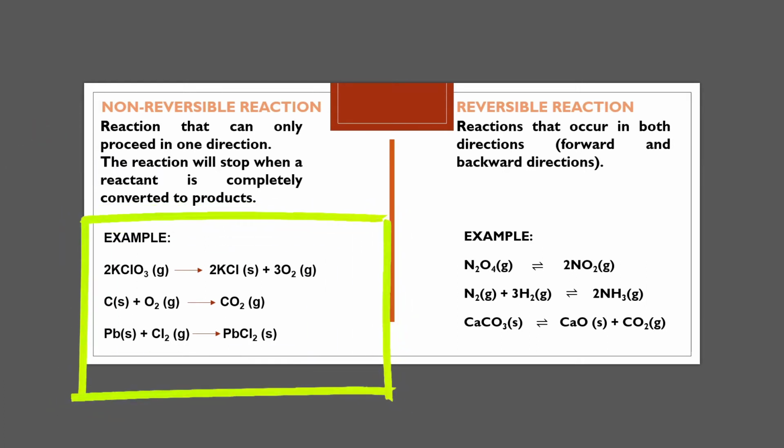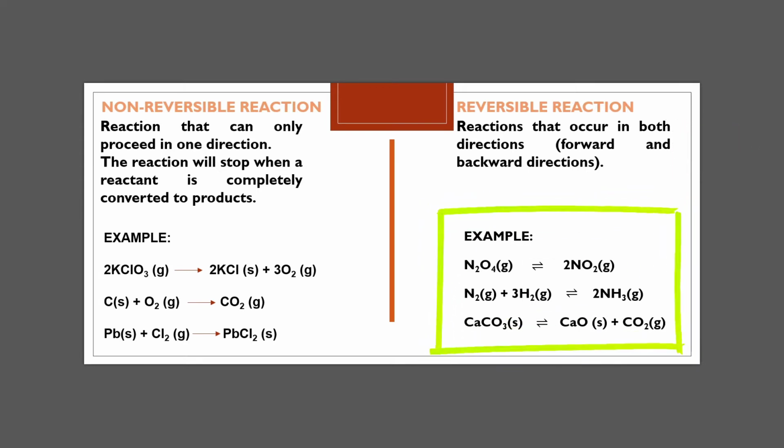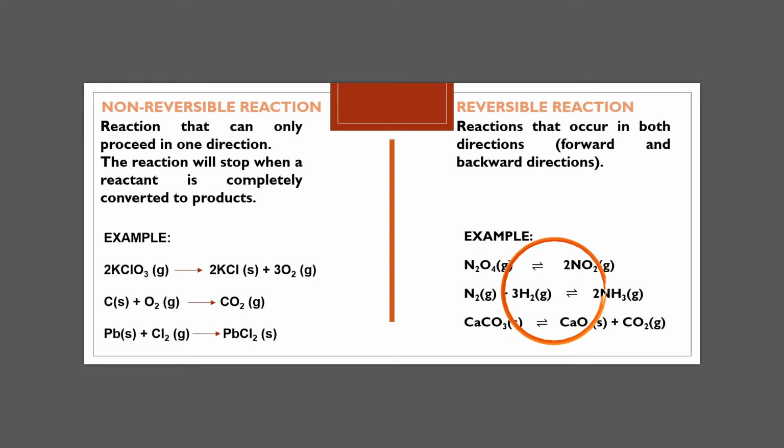These are examples of non-reversible reaction. For non-reversible reaction, the arrow in the chemical equations is pointing in one direction only. Reversible reactions refer to reactions that can occur in both directions, forward and backward directions. And these are the examples of reactions that are reversible. You can see that for reversible reactions, the arrows are pointing in forward and backward directions.